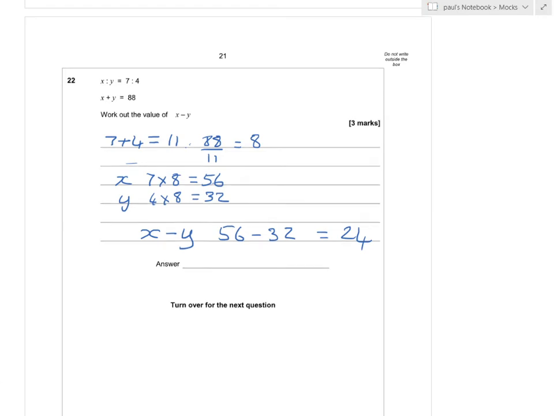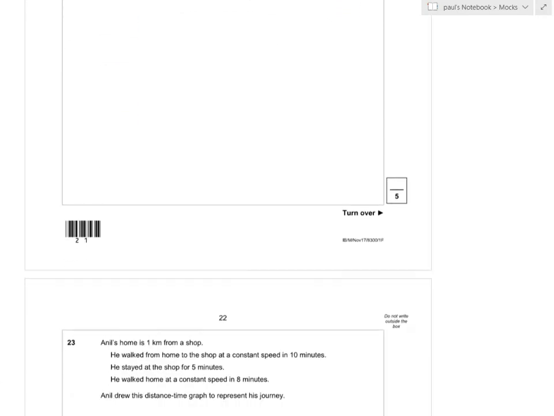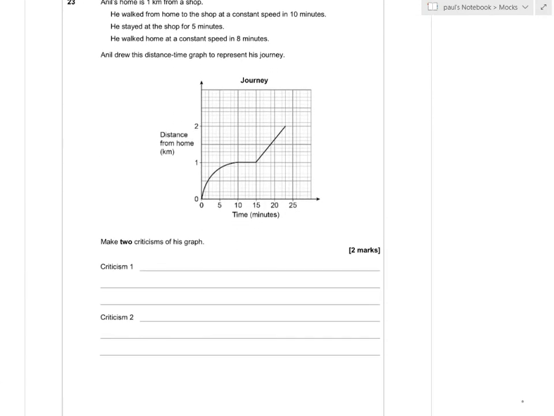Right. Number 23. Anil's home is a kilometre from a shop. He walked from home to the shop at a constant speed for 10 minutes. Okay. He stopped at the shop for 5 minutes. He walked home in 8 minutes. Make 2 criticisms.